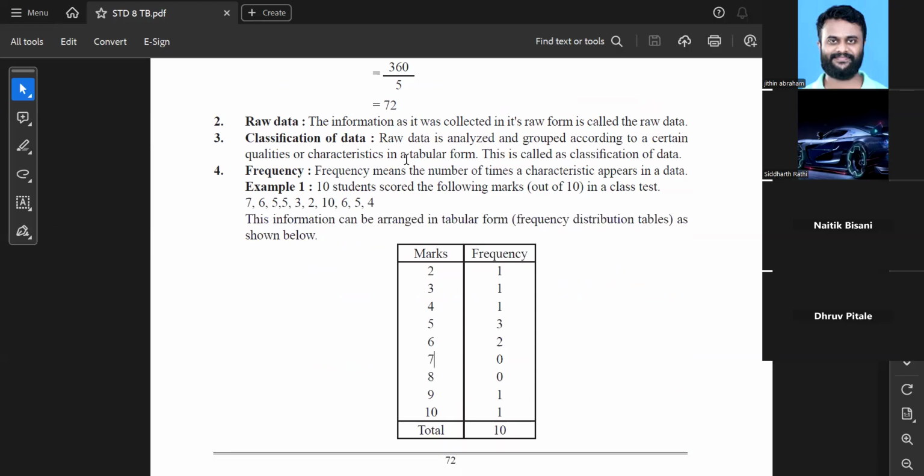The third terminology which we need to know is classification of data. Raw data is analyzed and grouped according to a, just a minute.